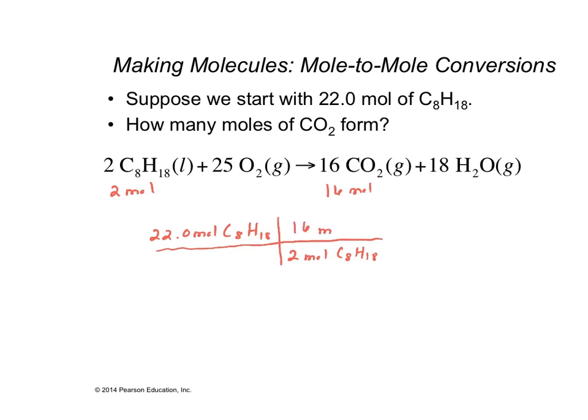16, right? All I'm utilizing is the numbers in front of the 2 things that I'm looking at. So if I have 22, for every 2, I get 16. Overall, how many moles of CO2 am I going to produce? 176 moles of CO2. Could I do the exact same thing to determine how many molecules or moles of water I make? Yes, right? Could I also figure out how much oxygen I use in the process?